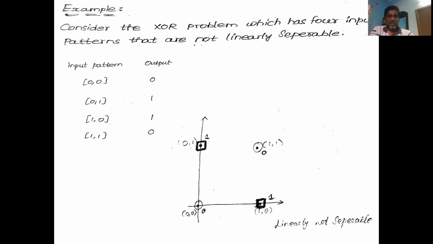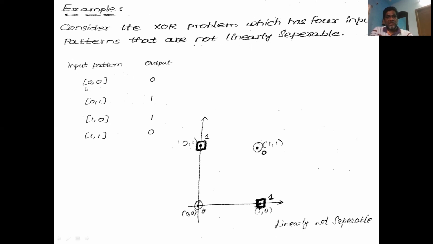Now let us focus on a simple example to understand how the input patterns which are in low dimensional space can be mapped to a high dimensional space with the help of some nonlinear function. So a famous example for linearly not separable input patterns is the XOR problem. We all know this.